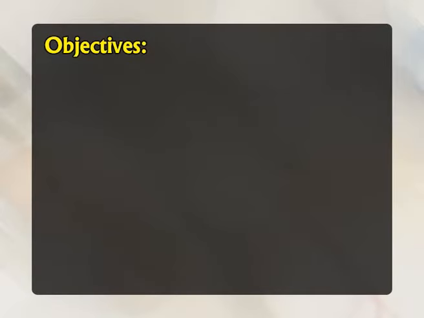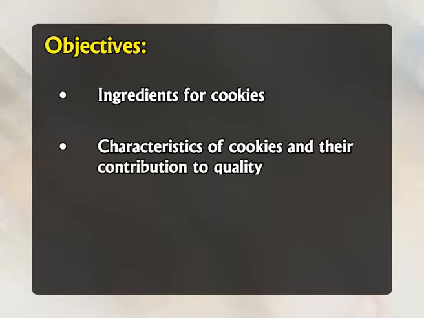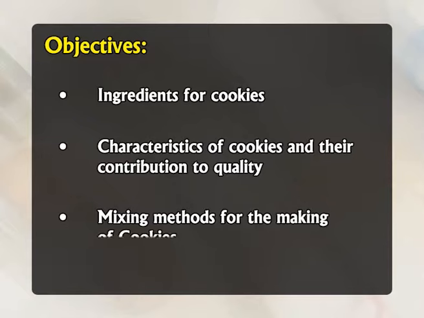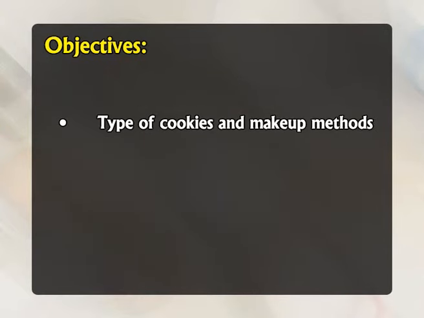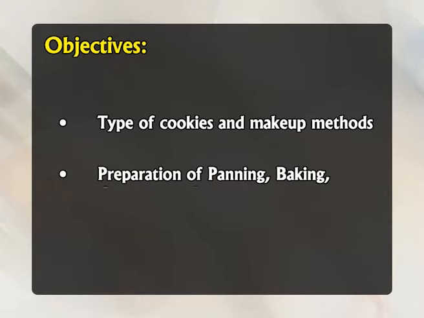The main objectives of today's deliberation are: number first, ingredients for cookies. Number second, characteristics of cookies and their contribution to quality. Number third, mixing methods for the making of cookies. Number fourth, types of cookies and makeup methods. Number five, preparation of panning, baking, cooling and storage.